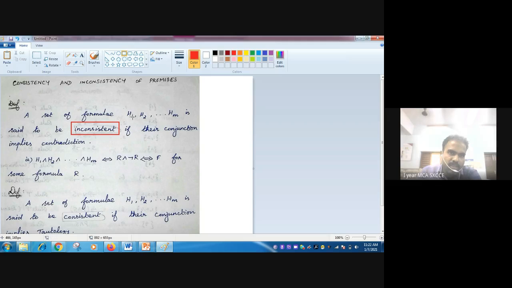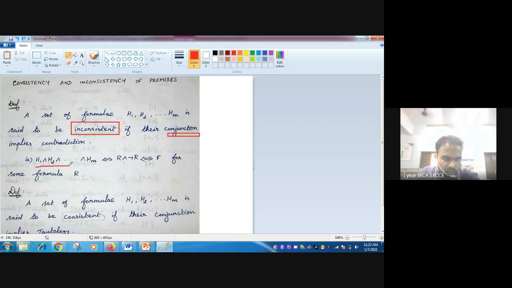So given propositions h1, h2, etc, hm, if they are inconsistent, then take the conjunction, not conjugation. Conjunction means you connect all those statements with the help of cap. All of them are connected with cap.